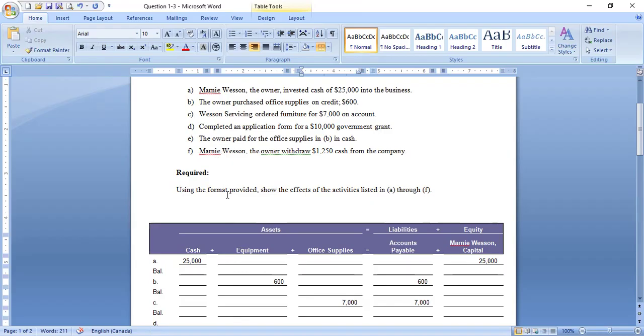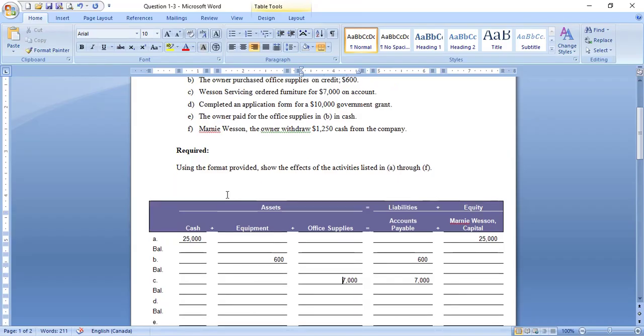Next one. Careful, this is a tricky one. They completed an application for a $10,000 government grant. What did they get? Nothing. So basically, watch this. You completed an application to be accepted at UBC, which can guarantee you a grant of $10,000. How much do you get? Nothing. It's just an application, right? For filling out the application, you're getting zero. That's why I told you it's a tricky one.